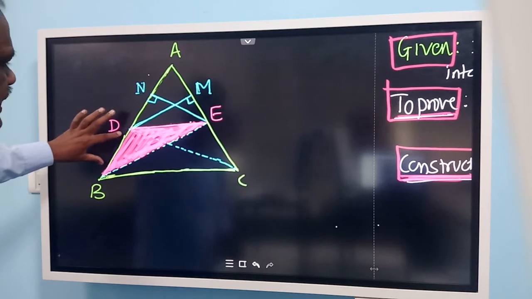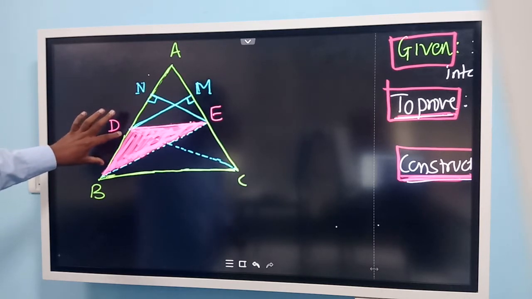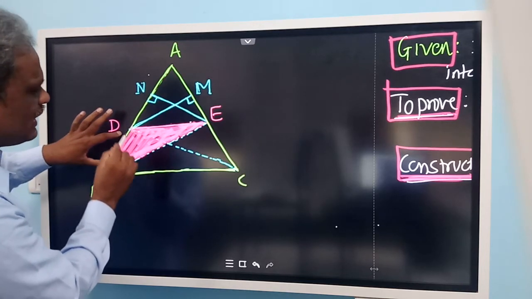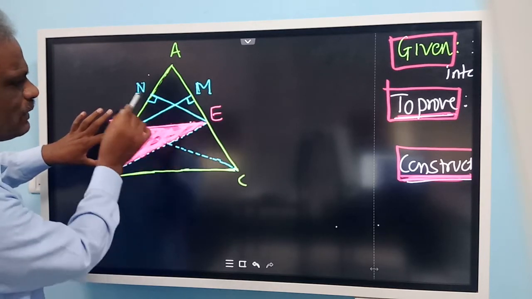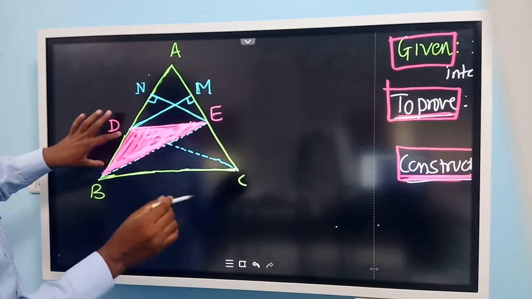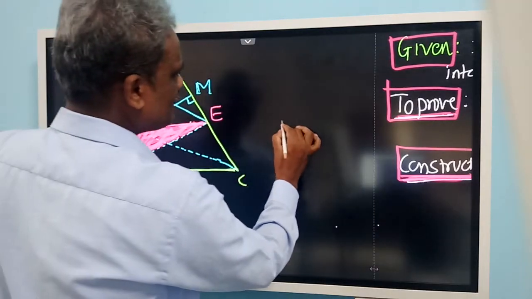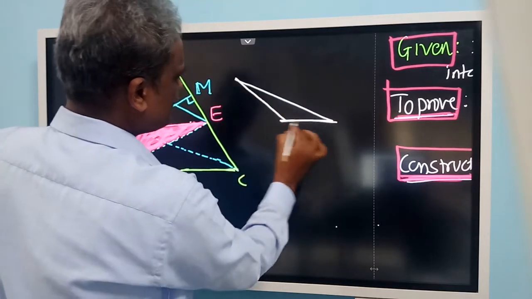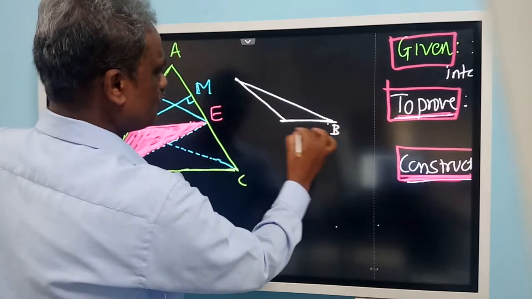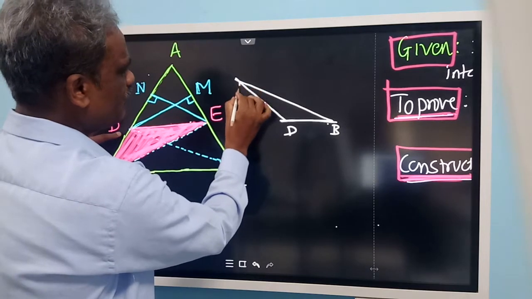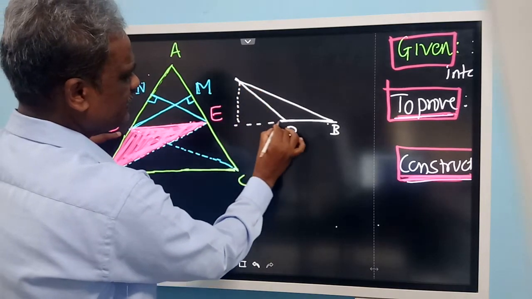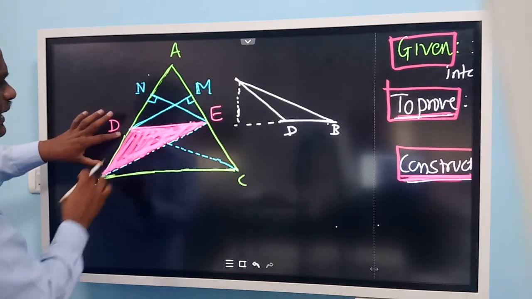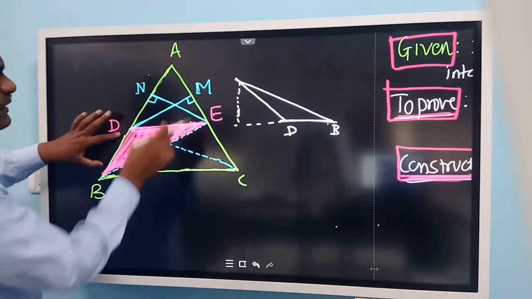I will take this BD as base. Now altitude will be, it's an obtuse angle triangle. So this perpendicular will be outside the triangle. If I draw like this obtuse angle, suppose this is a line BD. So where will the altitude come? The perpendicular will fall outside on the extended part. So this will become altitude. Same thing here. I will take BD as base, altitude is EN.